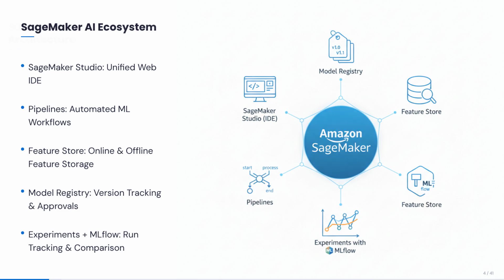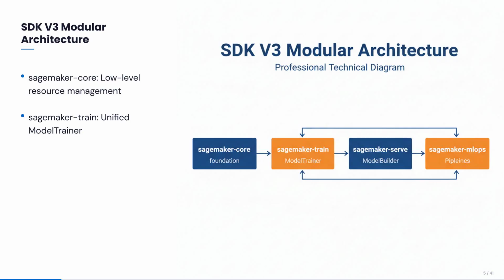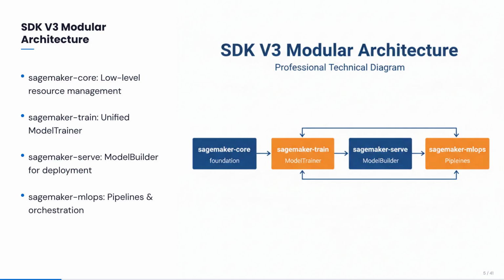The SDK v3 introduces a modular architecture split into 4 PyPI packages. SageMaker Core handles low-level resource management. SageMaker Train provides the unified model trainer for all training jobs. SageMaker Serve includes Model Builder for deployment and inference. And SageMaker MLOps covers pipelines, model registry, and orchestration. This modular design gives you better IDE support and smaller install footprints.